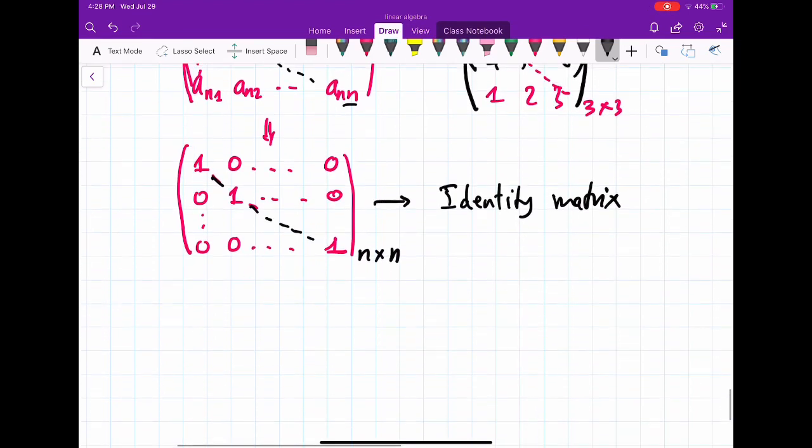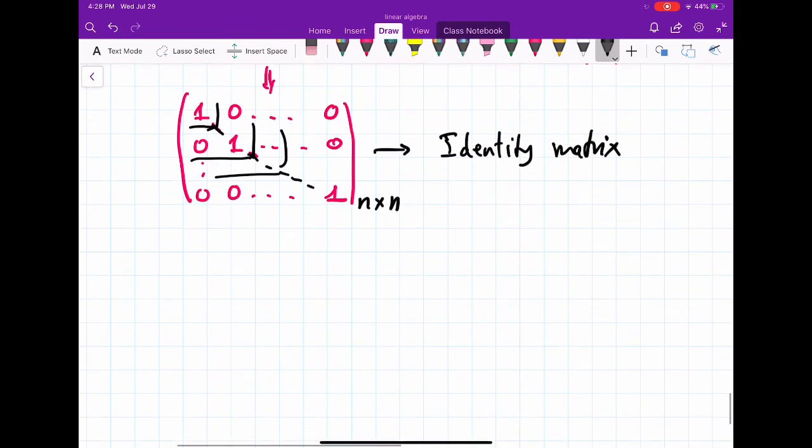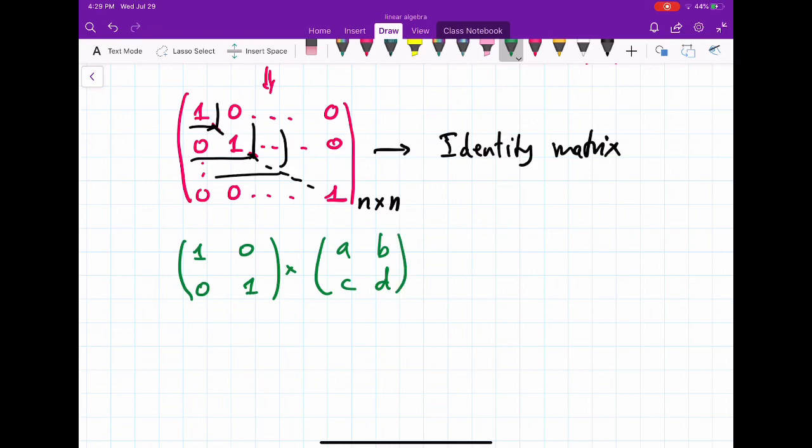Suppose that this is m by n. So you might have an identity matrix that is 1 by 1, so you have just 1, right? 2 by 2, 3 by 3, and so on, right? And m by n. So what are the properties of the identity matrix? We just consider the case of 2 by 2, okay? Let's take 2 by 2, 1, 0, 0, 1, times A, B, C, D. That is like a general matrix of 2 by 2.